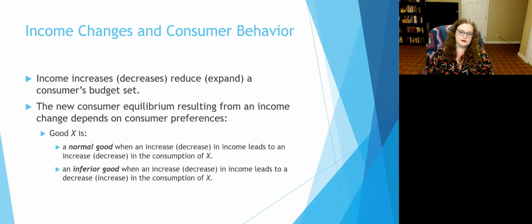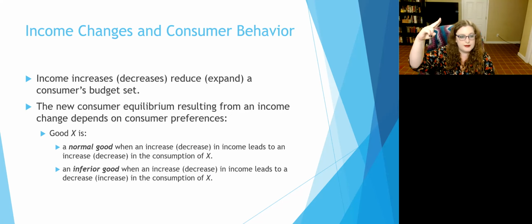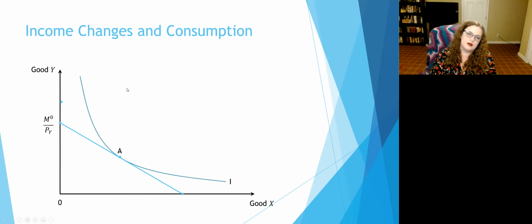All right, so income can also affect things. An income increase moves the entire budget constraint in a parallel fashion. It's not hinging out one side, it's moving the entire line up and down. Income increases can, what? I think I have that backwards in here. Anyways, income increases mean that I can now purchase more things, and that's great. The new consumer equilibrium resulting from an income change depends on consumer preferences. Oh yeah, I think I do have this wrong in the slides. Okay, I'll go in and rewrite it.